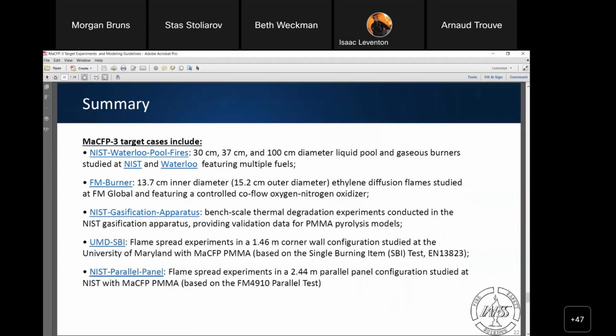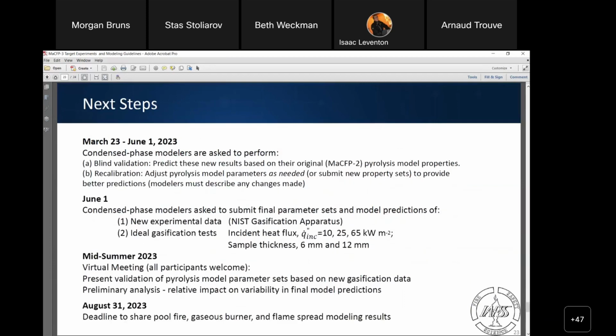In summary, we have 5 new target cases for MaCFP3: the 2 gas fire cases that Anthony and Yi presented, a model validation exercise with condensed phase material decomposition measurements, and the 2 fire growth cases that we just looked at, UMD SBI and the NIST parallel panel tests. If you could jump forward one more time. These are our targets that we hope everyone can reach.